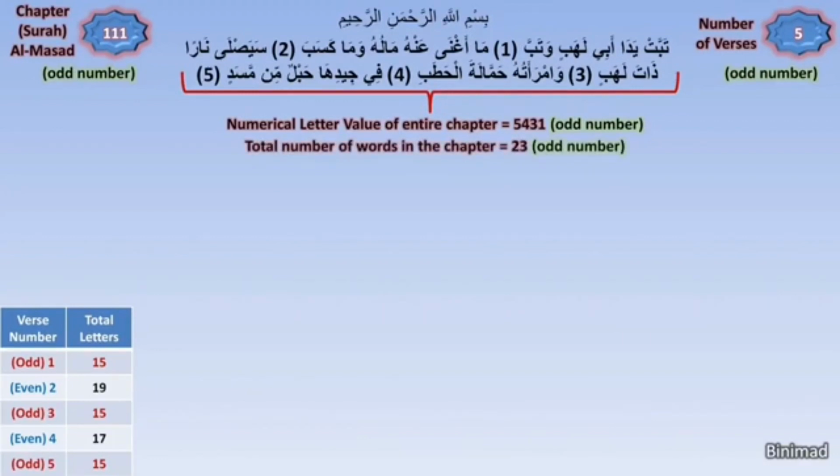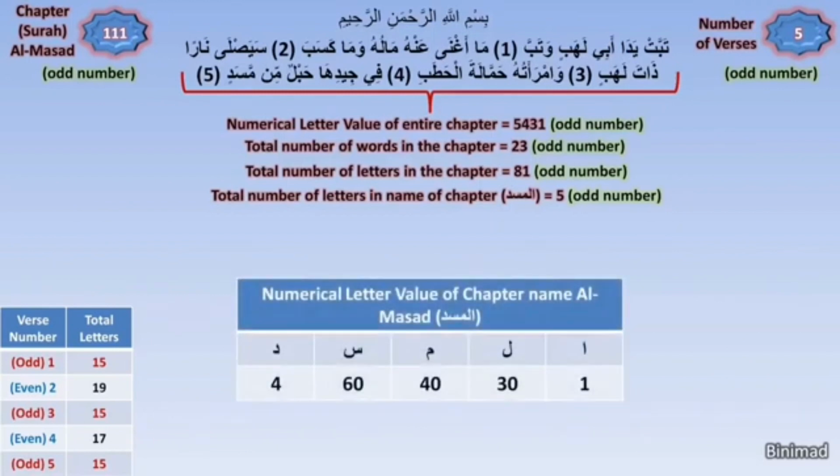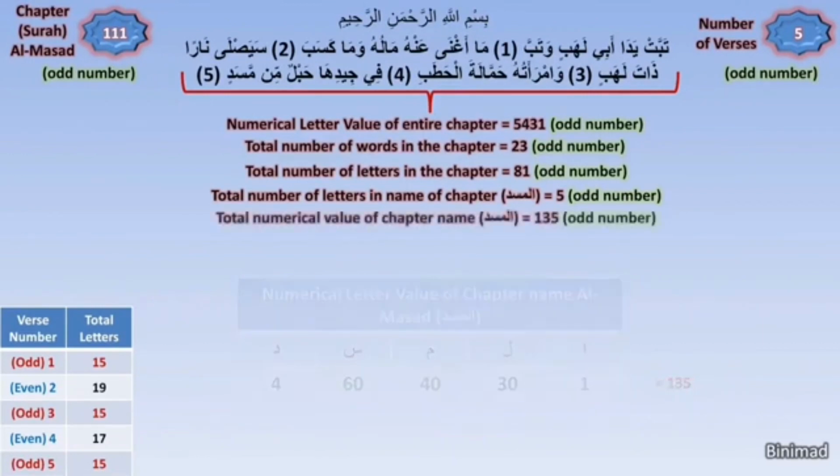Then when we check the total number of letters in the chapter, we are surprised that it too is an odd number. And to completely baffle us, when we check the name of the chapter, it is made up of 5 letters, which again is an odd number. So we keep going, and when we check the numerical value of the name of the chapter, Al-Masad, we of course get 135, which shockingly is again an odd number.